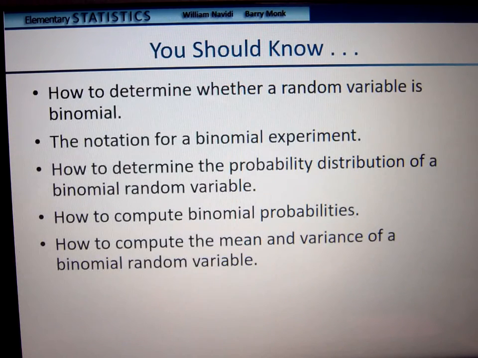Here's what you should know from today: how to determine whether a random variable is a binomial, the notation for the binomial experiment, how to determine the probability distribution of a binomial random variable, how to compute the binomial probabilities, and how to compute the mean and the variance of a binomial random variable, and standard deviation, right?